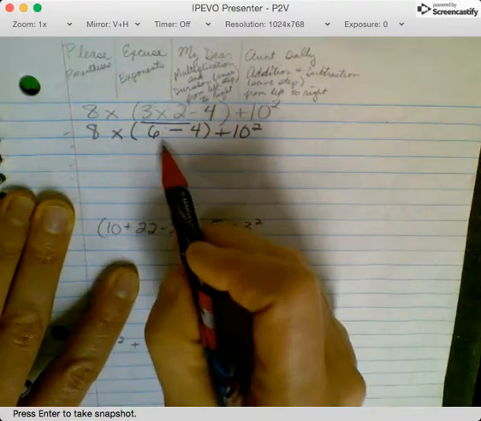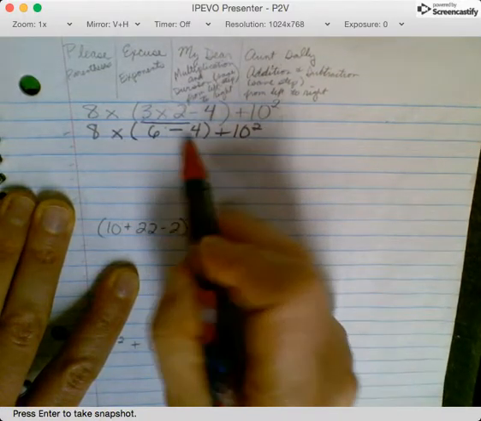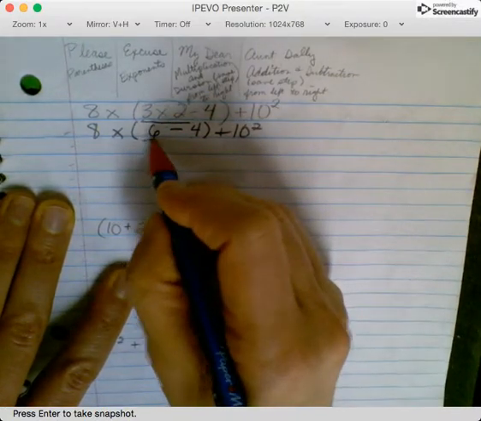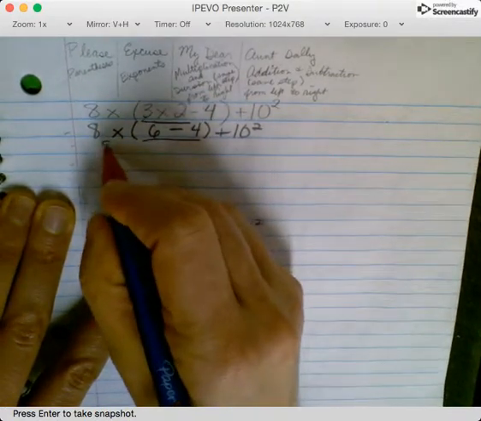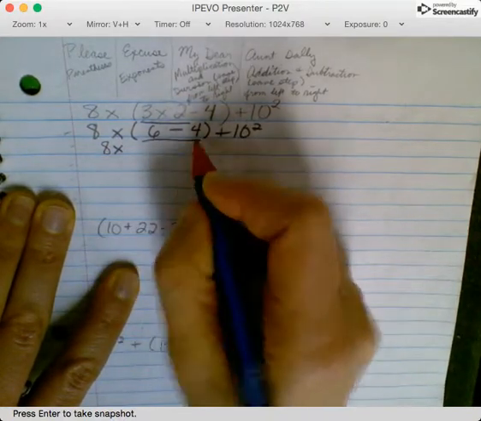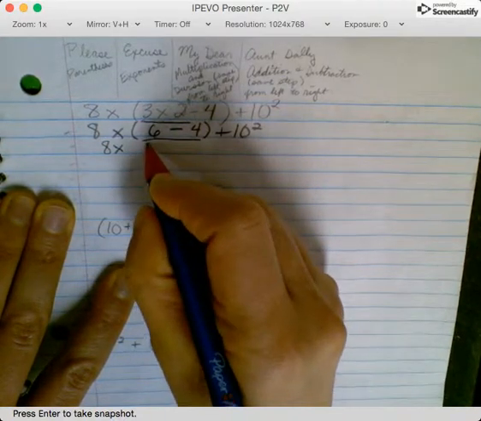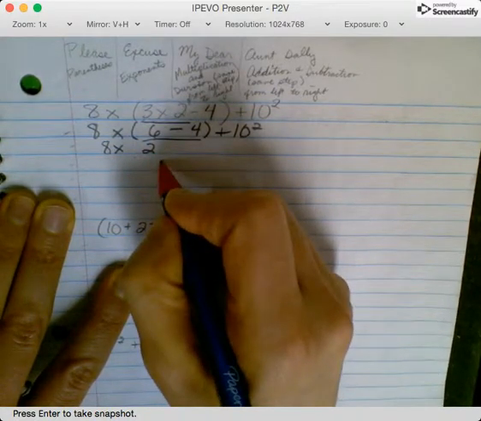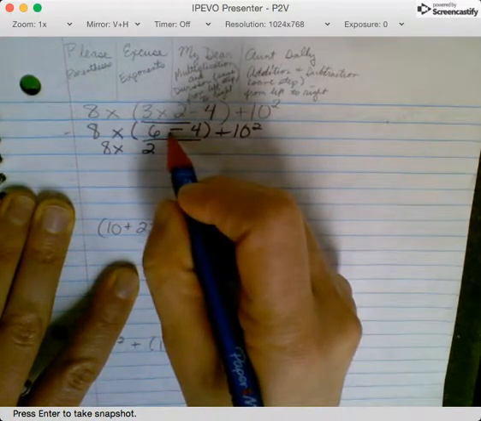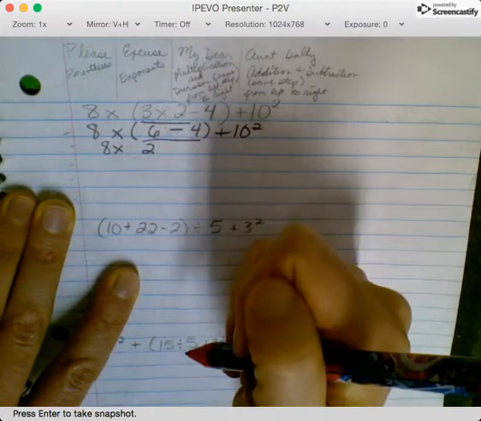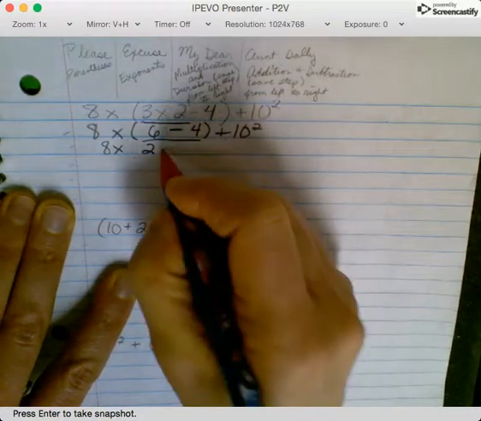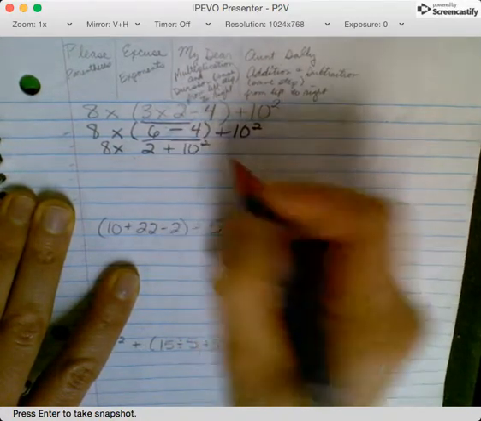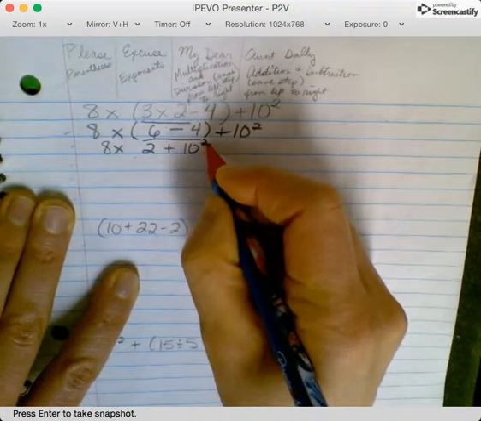The next thing I do, I'm still working on parentheses, which is still the first step. So I do 6 minus 4. I'm going to go ahead and rewrite everything else, and 6 minus 4 is 2. I could go ahead and put the parentheses back around the 2, but I've solved everything inside, so I don't really need the parentheses anymore. So then I write plus 10 squared. Okay, so now I've done that next step.